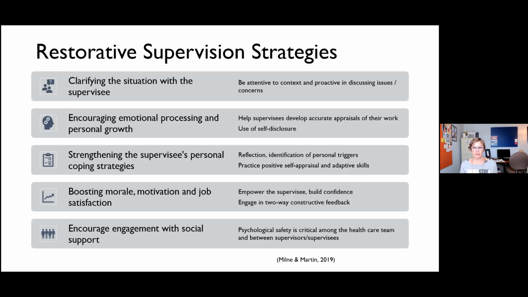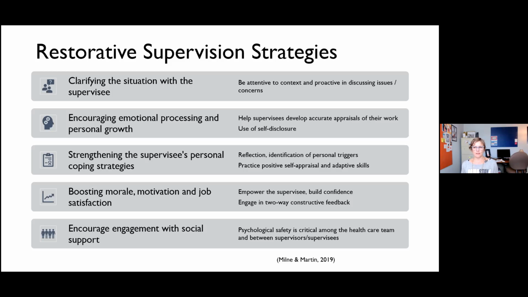A lot of times you have to act as a role model for this, demonstrate your own ability to reflect and your own ability to process through what's going on with work or your reactions to work. Using self-disclosure to address common issues, helping supervisees to make changes in their practice through the reflection. Strengthening the supervisee's personal coping strategies, so facilitating a reflective stance in supervision, identification of personal triggers, negative reactions and emotions, and talking through them.